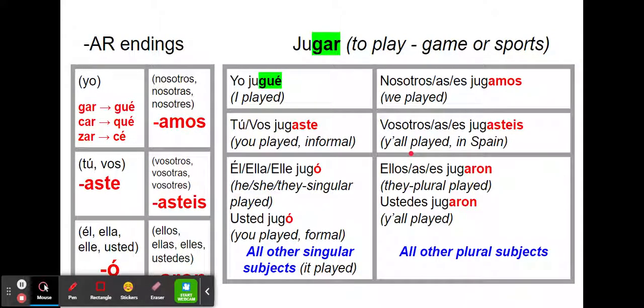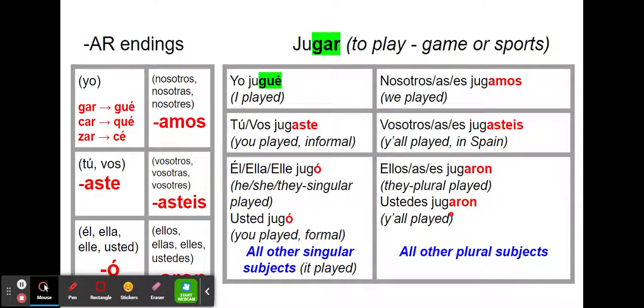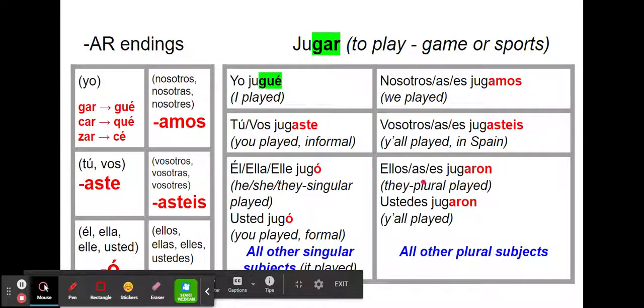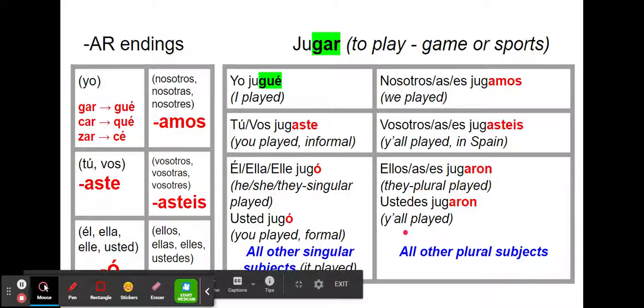If you're not in Spain and you want to do a you plural, y'all type of comment, then that would be ustedes. Ustedes means y'all, and it's used outside of Spain. So that would be jugaron. Ustedes jugaron al fútbol. Y'all played soccer. Also, ellos, ellas, or elles jugaron is they played. Ellos jugaron al fútbol. They played soccer. That is an example of all of the conjugations of the verb jugar.